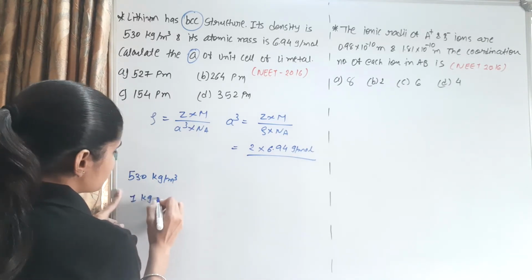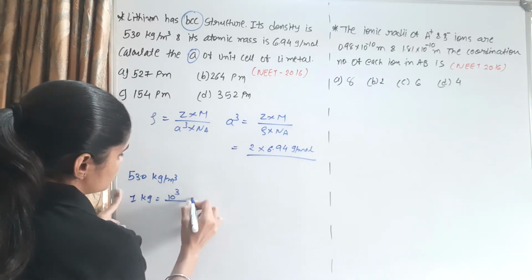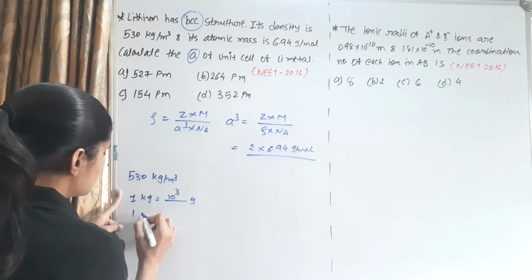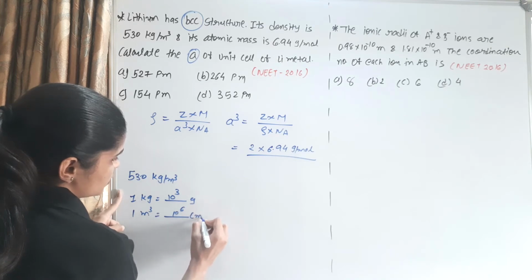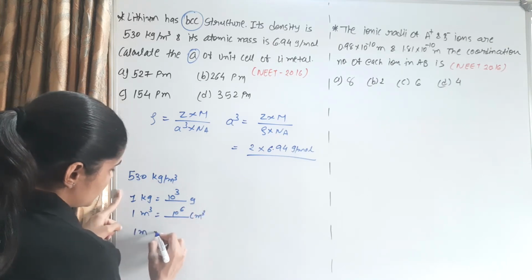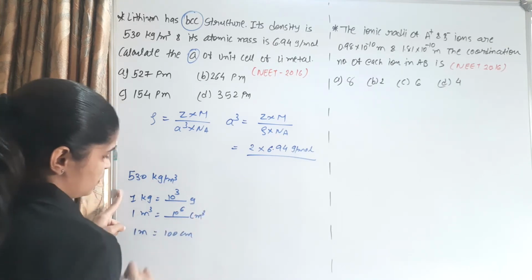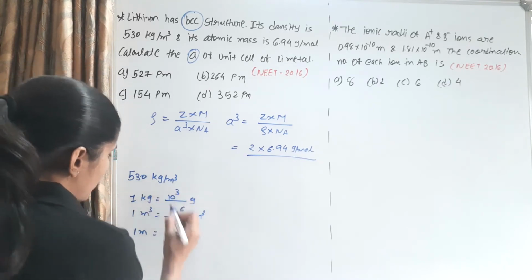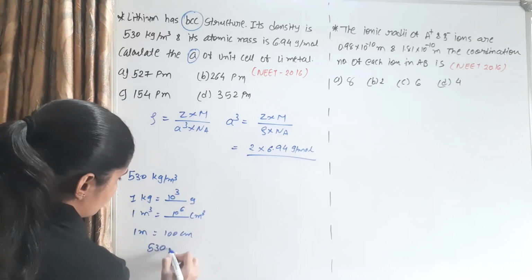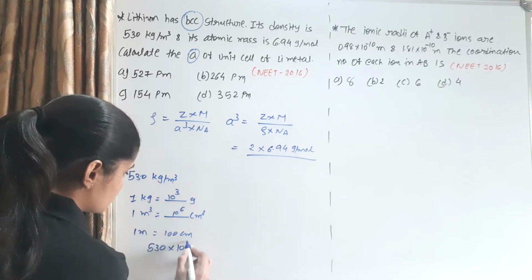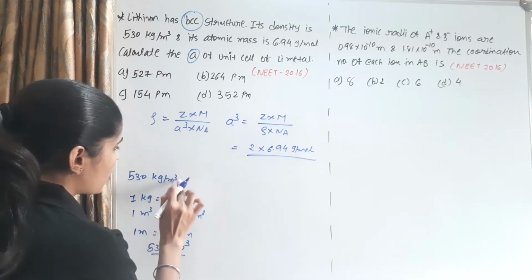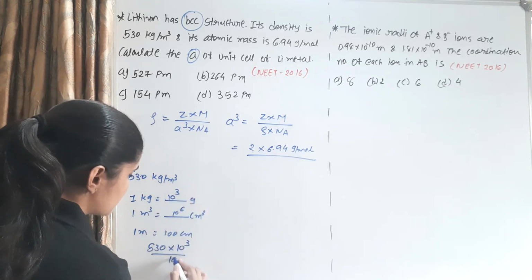So 1 kilogram is equal to 10 raised to 3 gram, and 1 meter cube is equal to 10 raised to 6 centimeter cube, because 1 meter is equal to 100 centimeter. So 530 multiplied with kilogram, multiplication with 10 raised to 3 and divide by per meter cube, so divide by 10 raised to 6.